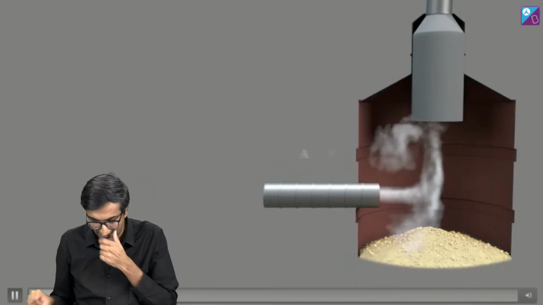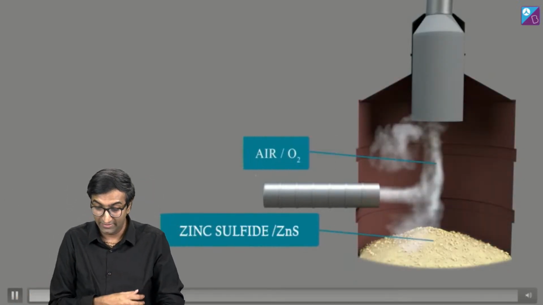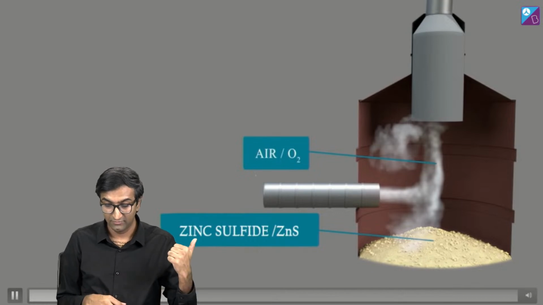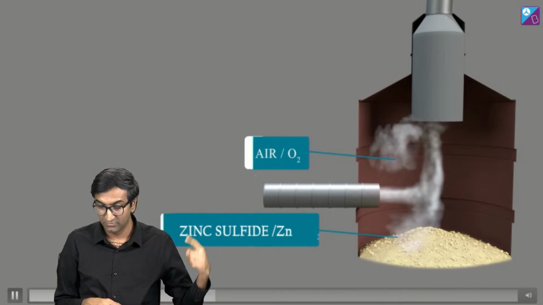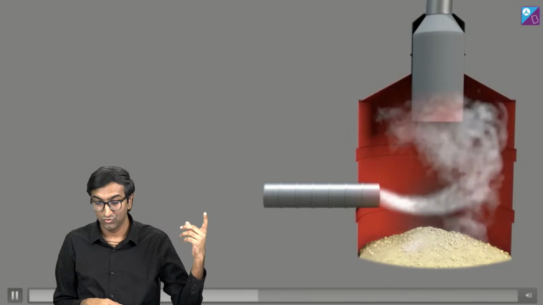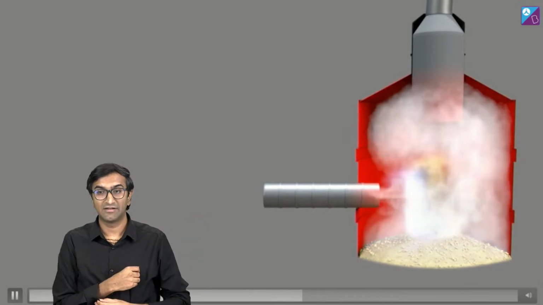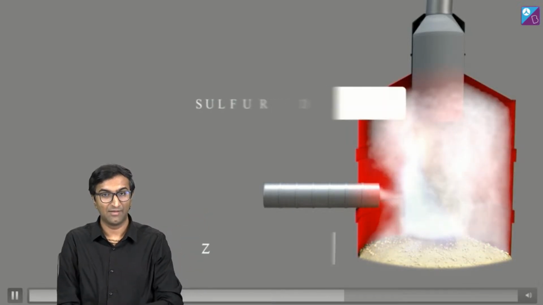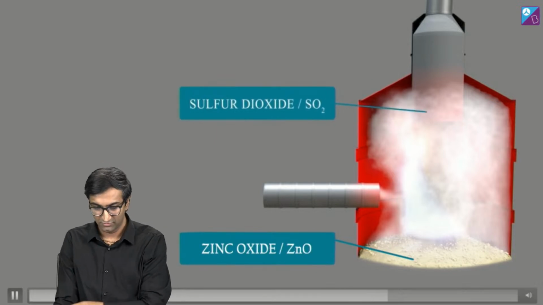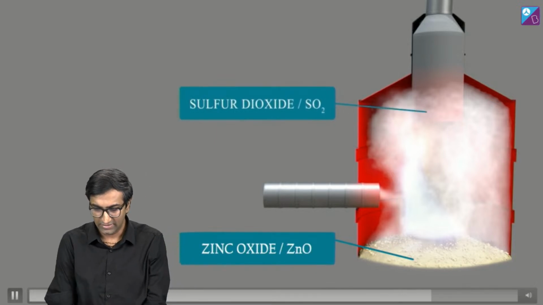There you go. This is playing. So here air comes in from this side, and then you've got zinc sulfide at the bottom, and as soon as it starts heating up, you get SO2 on top. That red stuff is supposed to show you how hot it is, and yeah, absolutely, copper. Yes, Mayuk. That's it.